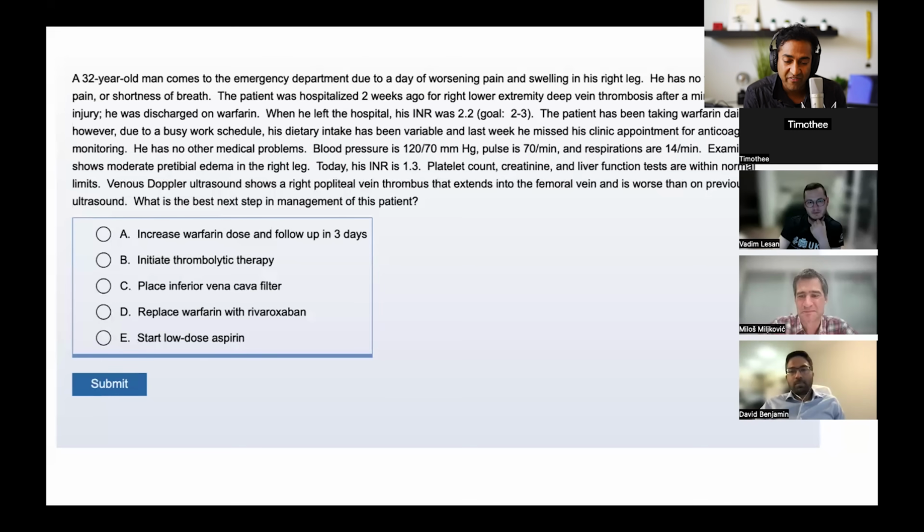He has no other medical problems. Blood pressure 120/70, pulse 70, respirations 14. The examination shows pretibial edema in the right leg. Today's INR is subtherapeutic. Platelet count, creatinine, liver function within normal limits. Venous Doppler ultrasound shows right popliteal vein thrombus that extends to the femoral vein, and it's worse than on prior ultrasounds. What's the next best step in management? Crank up his Coumadin, initiate thrombolytics, place the IVC filter, replace warfarin with rivaroxaban, start low-dose aspirin.